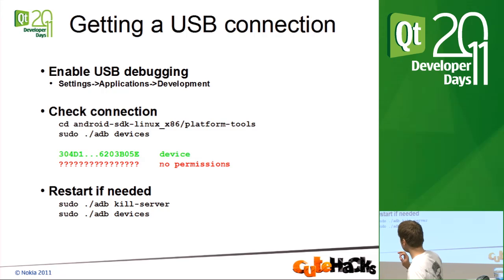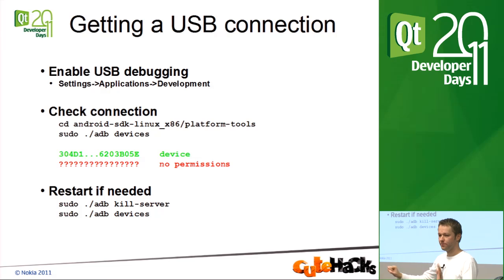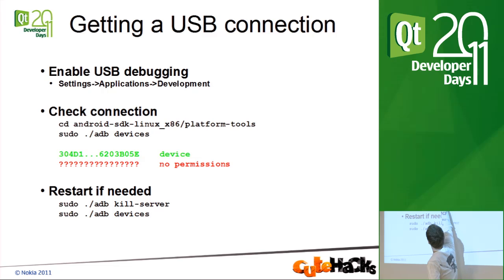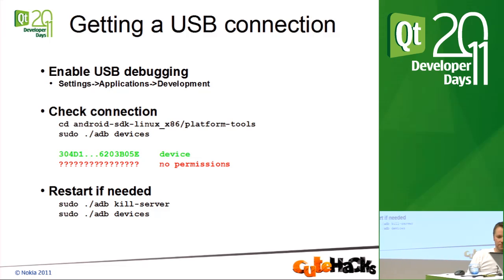There's a small snag. When you plug in the phone, it may start the Android debug bridge, ADB, without the right, what's it called? Yeah, user rights. So you can run ADB devices. If you get question mark, question mark, question mark, no permission, it means you need to restart ADB, because you want this stuff, long number, device. That means ADB is now talking to your phone connected to the laptop. So that's just a small tip there.